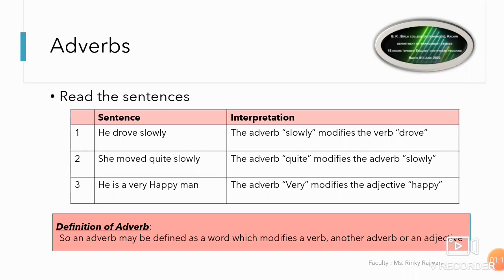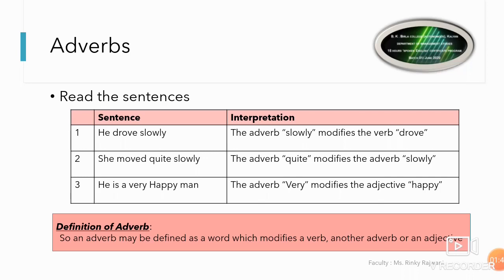Let's see the second sentence. She moved quite slowly. Here, quite is also an adverb and slowly is also an adverb. So here one adverb is modifying another adverb, that is, quite is modifying slowly.